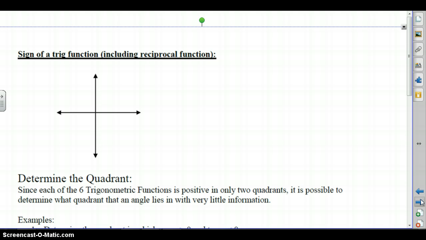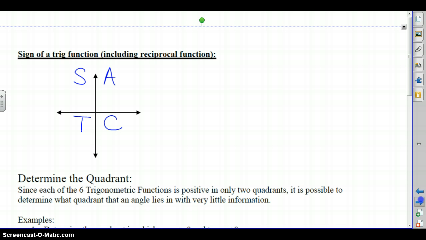I'm going to start with the ASTC, which in the previous lesson we talked about as all students take calculus. All, previously 3 trig functions, were positive in quadrant 1. Students, or sine, is the only function in the second quadrant that will be positive. Take, or tangent, will be the only function in the third quadrant that uses a positive valued answer. And calculus, or cosine, is the only function in the fourth quadrant that will have a positive answer.